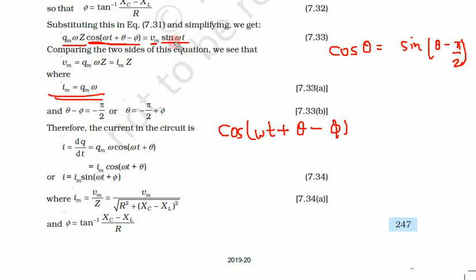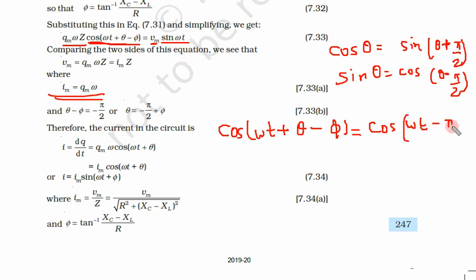So what is theta here? Theta is omega t. A minor correction in this identity: this is plus pi by 2. And in the reverse way, when we write sine theta in terms of cos theta, we get cos of theta minus pi by 2. So here we have sine, so we are writing it in terms of cos, where theta is omega t.